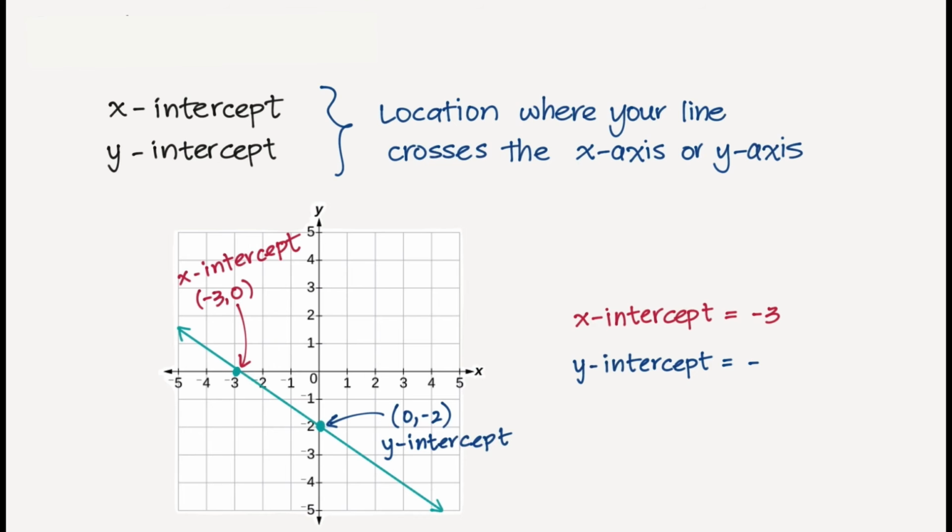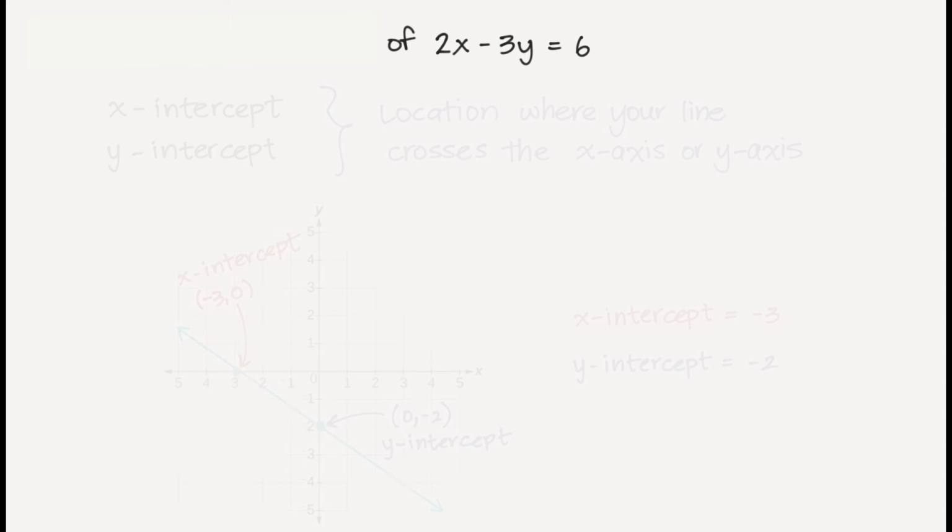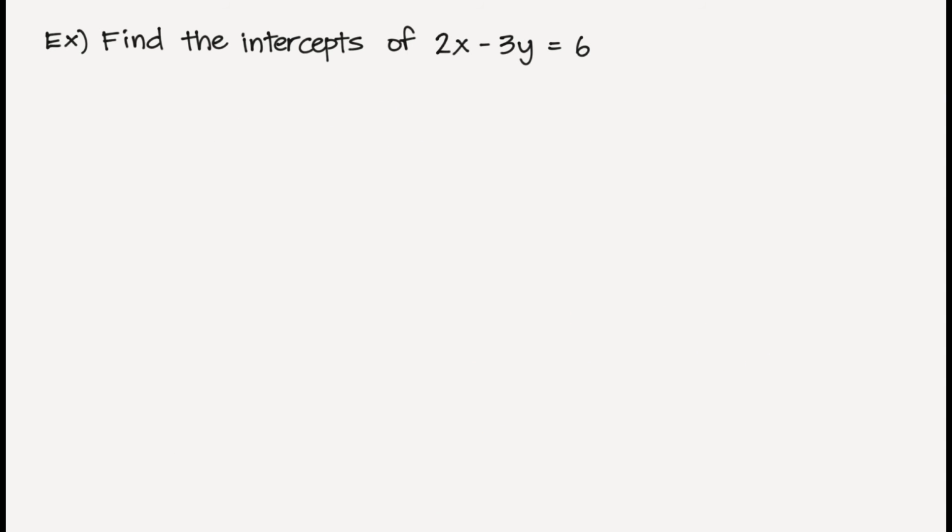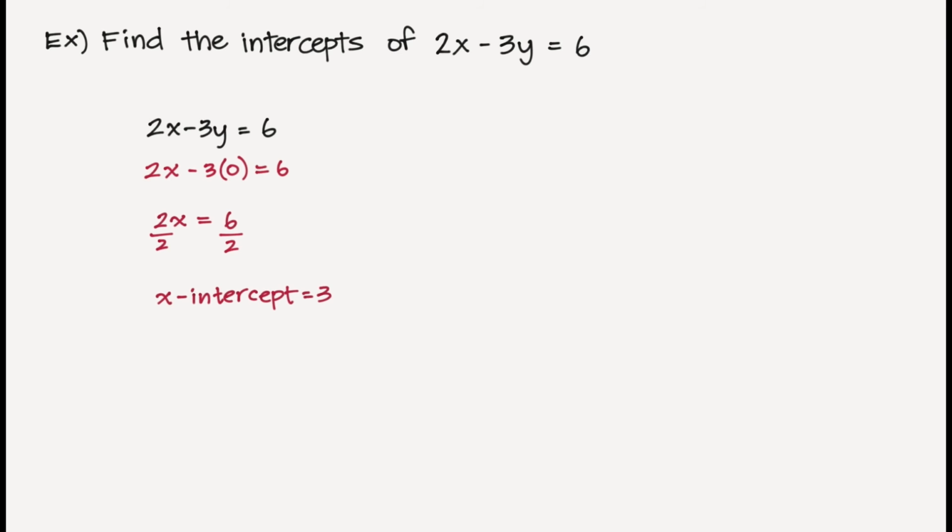All right, so let's go ahead and put this together. So sometimes we have to find them ourselves. And what we're going to do is we're going to take this equation one step at a time. I'm going to rewrite the equation. And to find the x-intercept, I'm going to plug in 0 where the y is. So this is going to be -3 times 0, which really just crosses that out. And I'm left with 2x is equal to 6. I can divide both sides by 2, and this tells me that the x-intercept is going to be at +3.